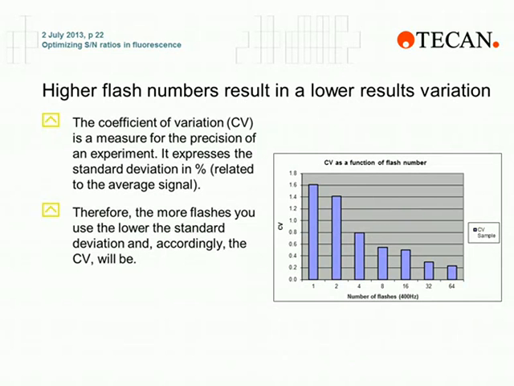And what you can see from the chart is the more flashes you use, the smaller your coefficient of variation will be. Or, in other words, the higher your precision will be. We recommend using flash numbers between 32 and 50. Please keep in mind, the more flashes you use, the longer your measurement will take.